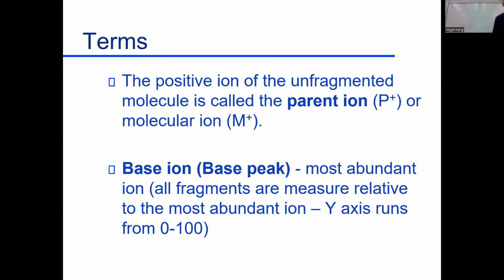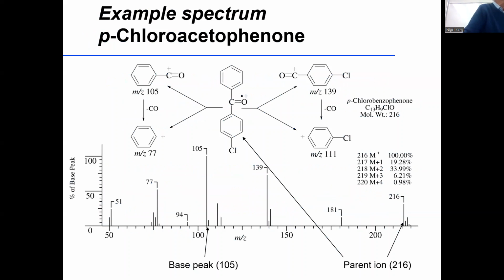And your base peak runs from 0 to 100. That's a little bit different than in many other areas when we start thinking about how you count these things. What you have is your base peak, that's your largest peak. In this chlorinated phenol, my base peak is 105. That's the most abundant fragment that this molecule got blown into. So this molecule is hitting electrons. This is the most common, the most abundant fragment. That's given a value of 100%.